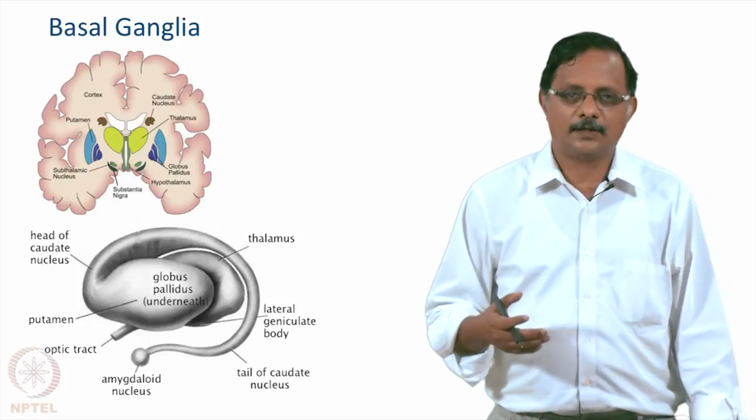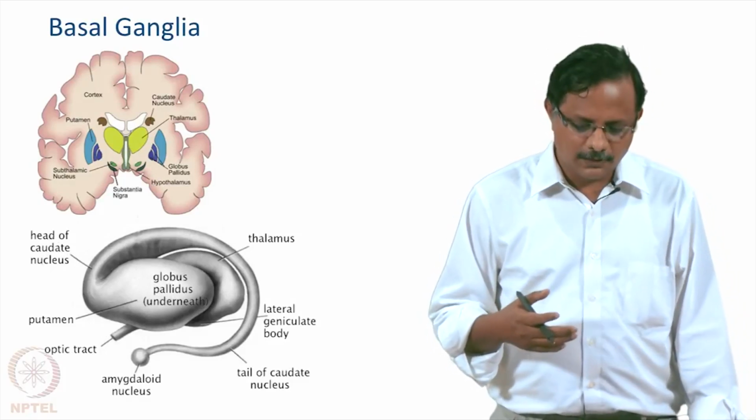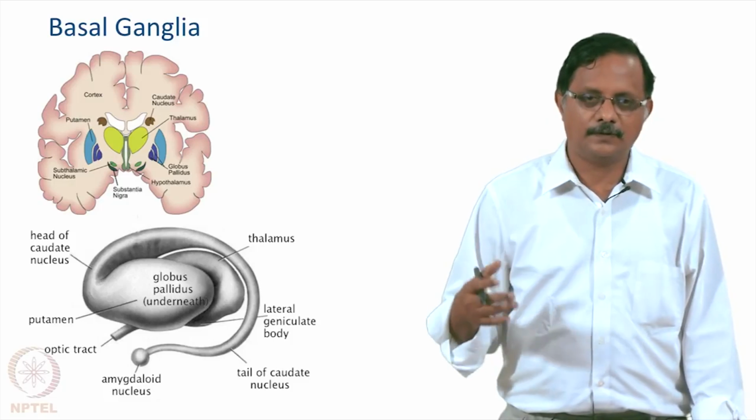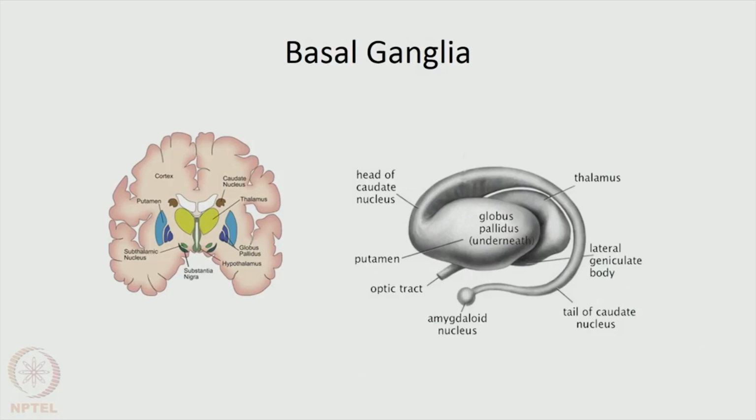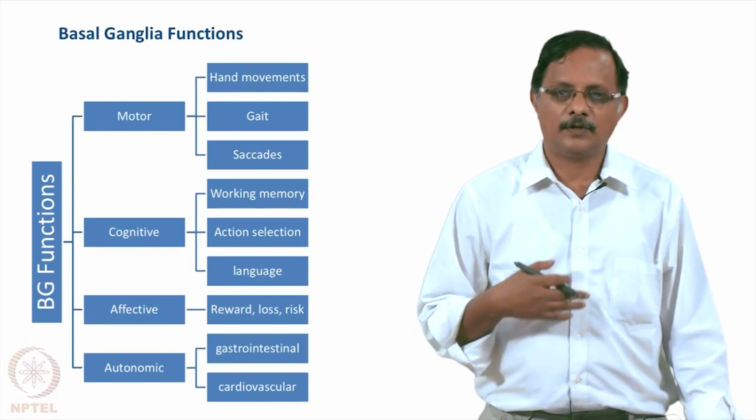So, then there is a structure called the basal ganglia, which is also a subcortical structure. It is actually a circuit of several nuclei. You can see some of them here in this coronal section. The globus pallidus and the putamen, the light blue region, then the substantia nigra, and the subthalamic nucleus here, the green structure, and all these structures together are called the basal ganglia. And this circuit is involved in lots of functions.